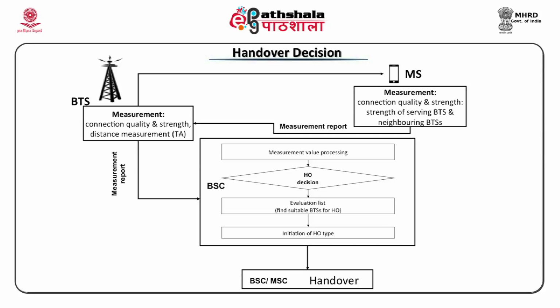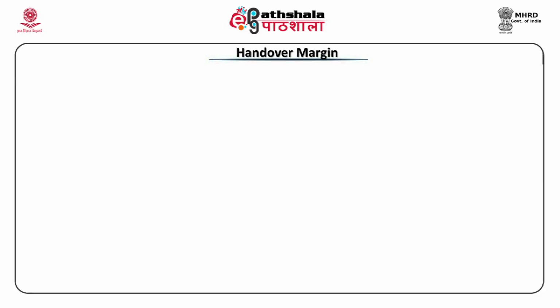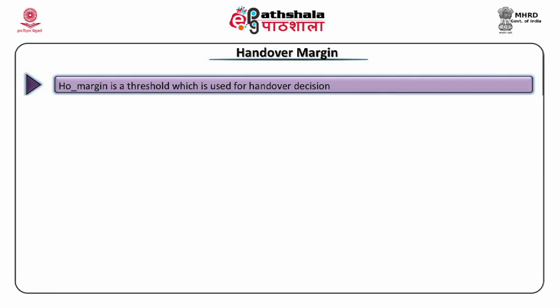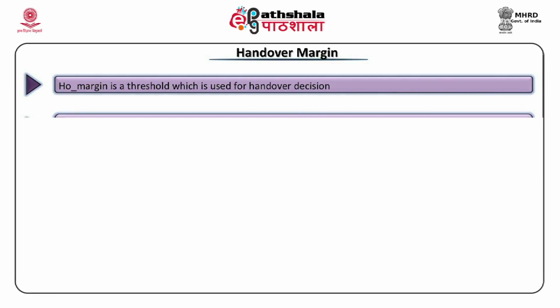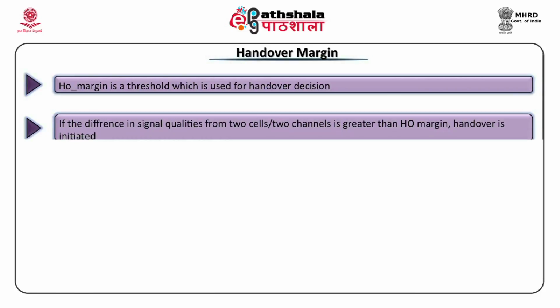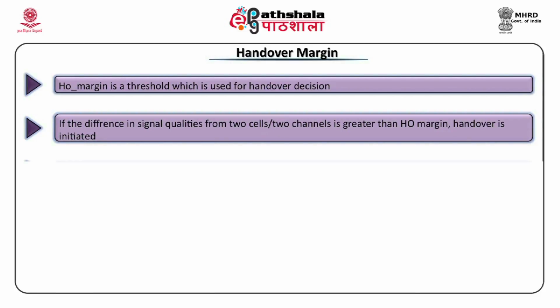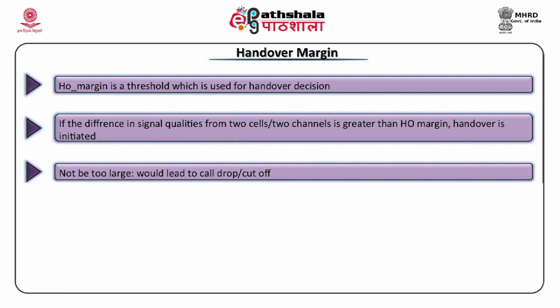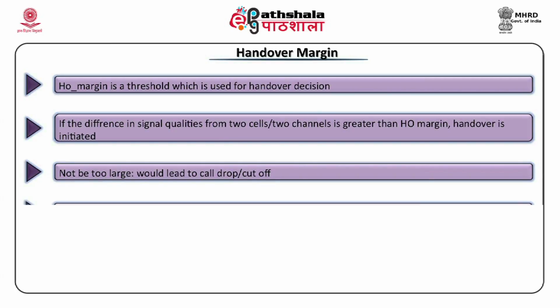But what about this significant difference? How do I quantify this significant difference? This difference between the two link qualities is known as HO margin, the handover margin. Now, if there is a difference greater than this threshold, handover should take place, and if it is less than this threshold, it means that both the links are of more or less equal quality, and hence no handovers should take place.